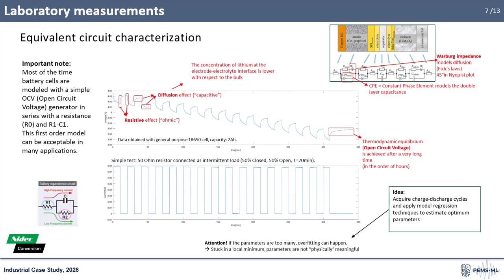The resistive and diffusive behavior inside a cell can be characterized by an electrical circuit composed of resistances and capacitances. The parameters of the equivalent circuit can be estimated by charging and discharging the cell with a dynamic current stimulus, such as a square wave.